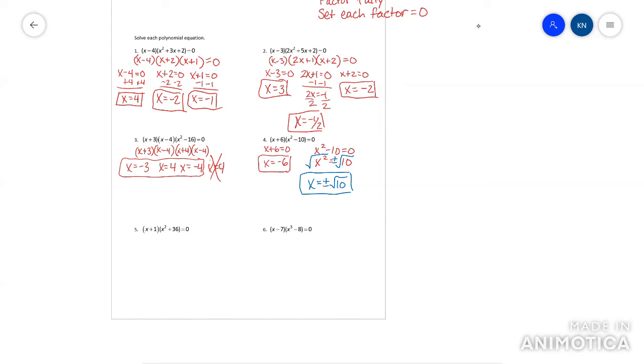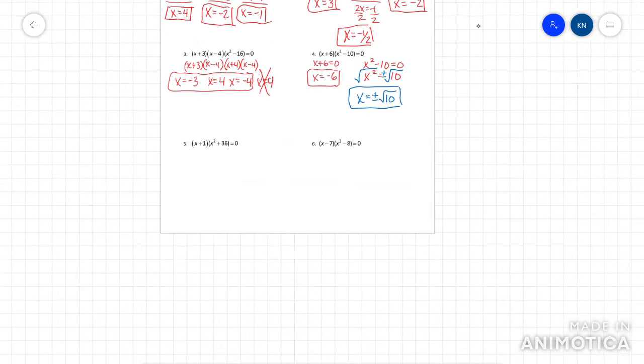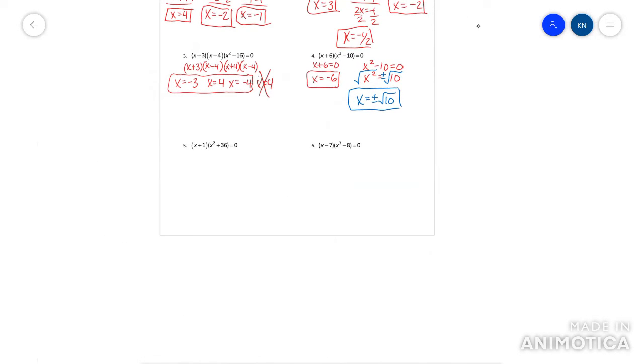If you forget that plus minus, it's wrong. Okay, now this one's even weirder because this looks kind of like a difference of squares, but it's not a minus in the middle, it's a plus. So you can't treat it like a difference of squares. So this would be considered fully factored.